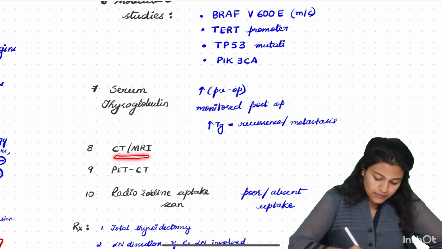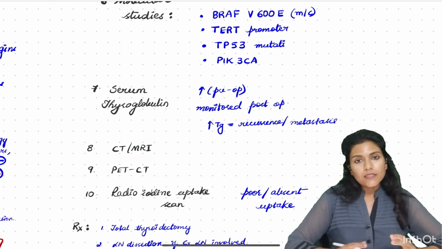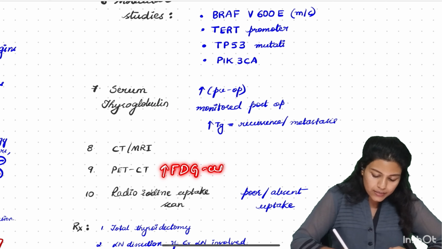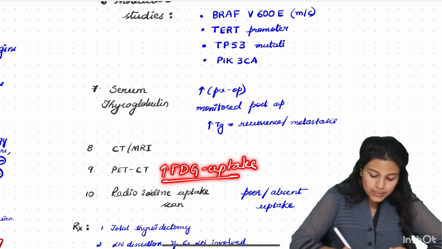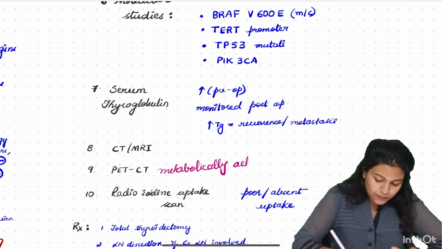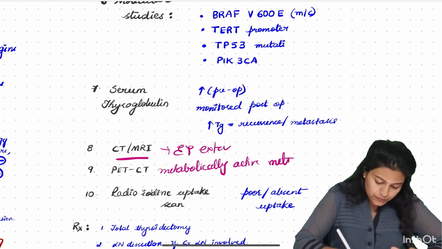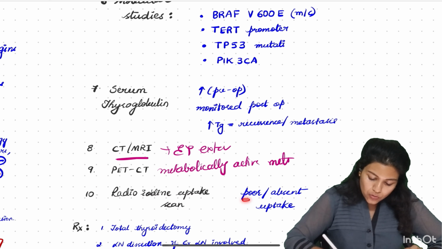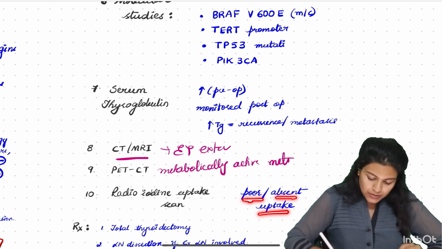And CT and MRI scans are done to know the extrathyroidal extension. PET CT scan also: increased FDG uptake will indicate metabolically active metastasis. CT and MRI are done for extrathyroidal extension. And the radioiodine uptake scan will be poor; it will show poor uptake or absent uptake.